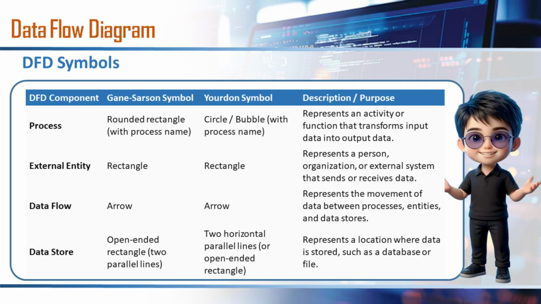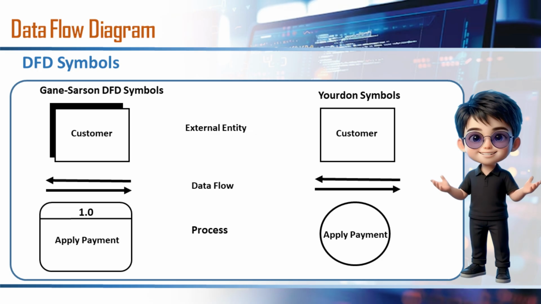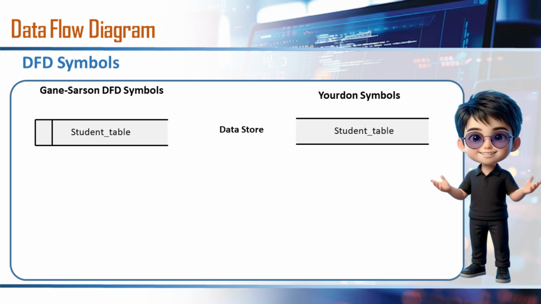Data store. In Gane-Sarson notation, a data store is represented by an open-ended rectangle with two parallel lines, while in Yourdon notation, it is commonly represented by two horizontal parallel lines or an open-ended rectangle. A data store represents a location where data is stored and retrieved, such as a database or file. Please observe the symbols used in Gane-Sarson and Yourdon notations, particularly the symbols for the external entity, data flow, process, and data store. Although both notations represent the same DFD components, their symbols may differ in appearance. Make sure to use the correct notation and symbols when creating your DFD.